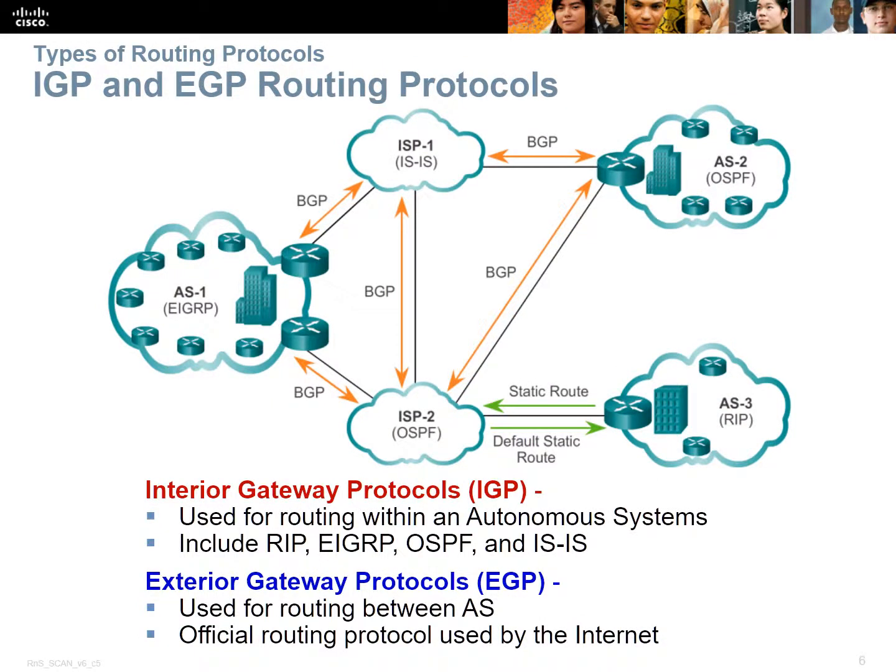Let's have a look at more of that in more detail. So we've got 3 companies and 2 ISPs. Inside company number 1, we've got EIGRP running internally. Inside company 2, we've got OSPF running internally. And inside company 3, we've got RIP running internally.